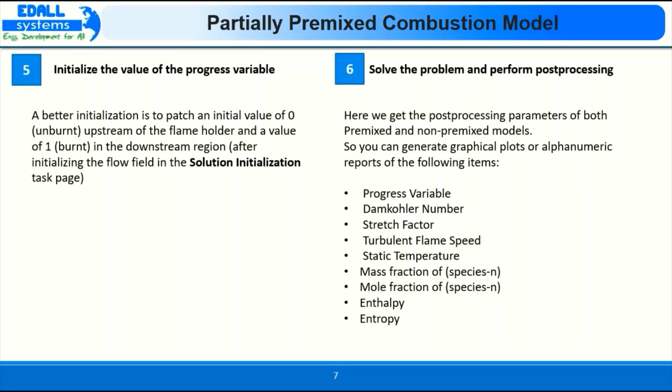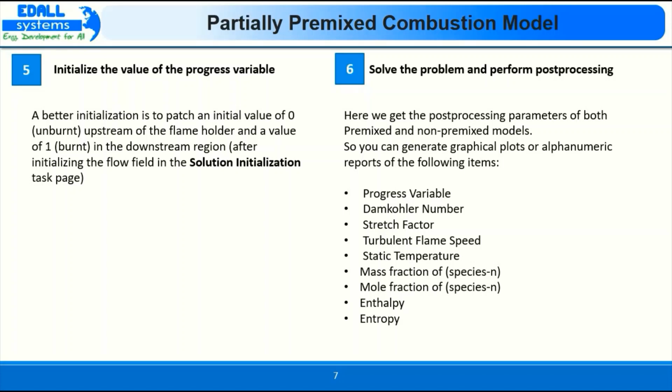The next step after setting boundary conditions is to initialize the value of the progress variable. A better initialization is to patch an initial value of 0, that is unburnt mixture, upstream of the flame holder, and a value of 1, that is burnt, in the downstream region once the boundary conditions are specified. This patch will help in maintaining an order for the burnt and unburnt mixture if one is dealing with a bigger domain and a complex problem. Once everything is set up, we go and solve the problem.